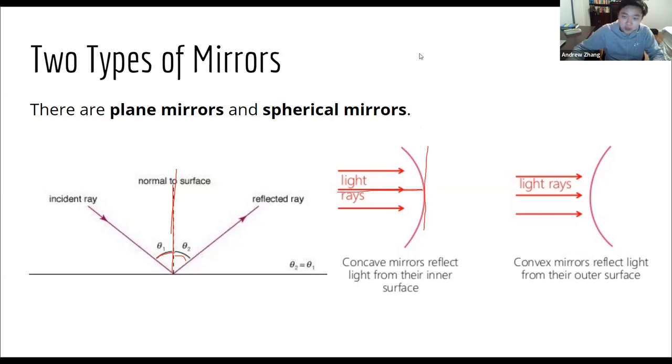So light will still follow these same basic principles for any kind of mirror, but you can bend mirrors and you can manipulate them to create different effects, not just reflecting through the same angle.